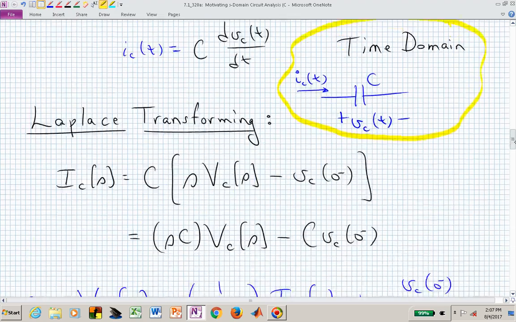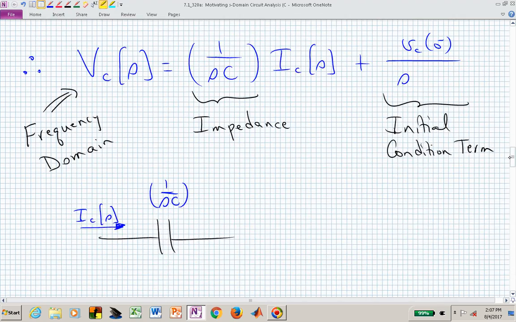Now what we want to do is sketch something similar in the frequency domain. And now we see that not only do we have an impedance with a value of 1 over SC, but we also have an additional term, which is actually a source.